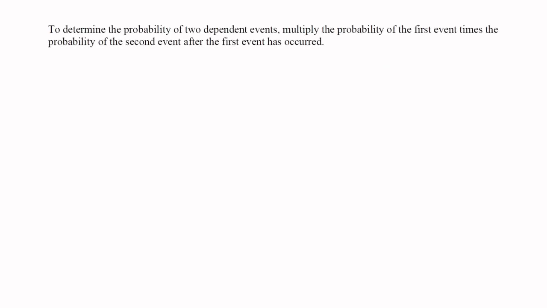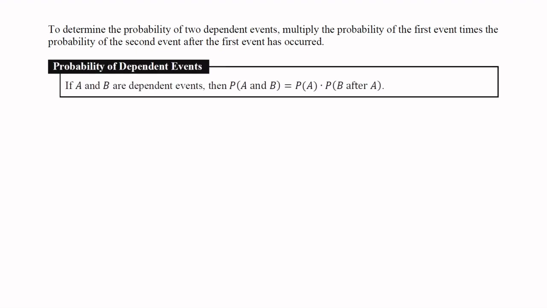To determine the probability of 2 dependent events, multiply the probability of the first event times the probability of the second event after the first event has occurred. So the probability of dependent events is found. If A and B are dependent events, then the probability of A and B is equal to the probability of A times the probability of B after A.